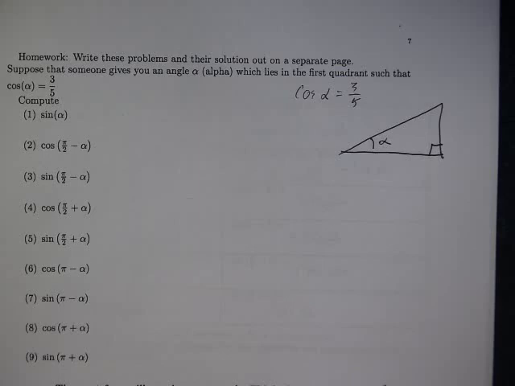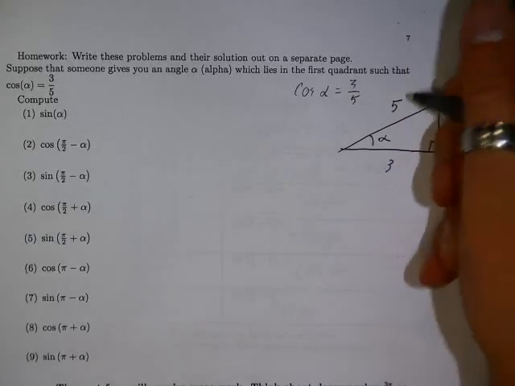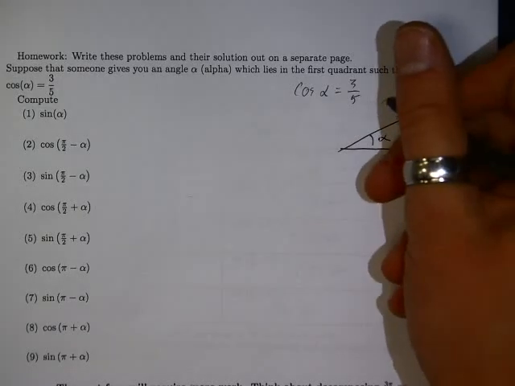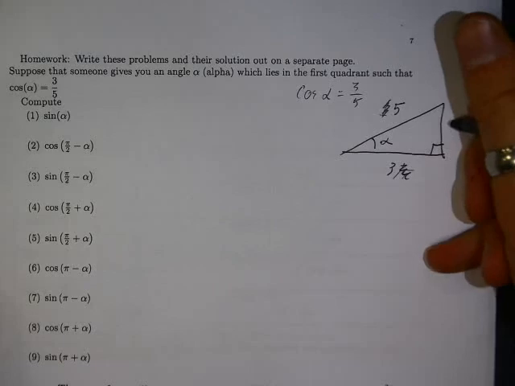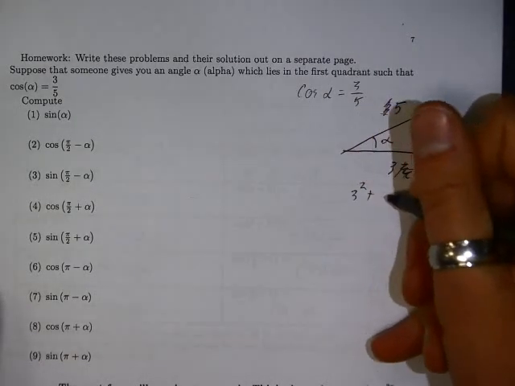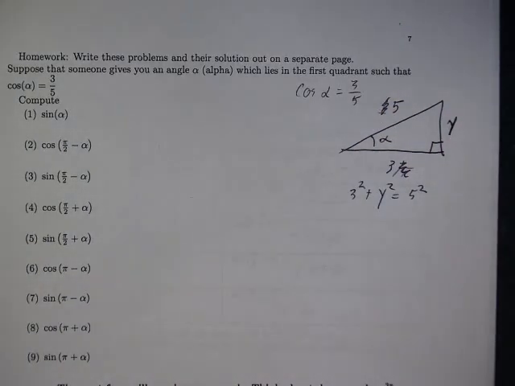So let's scale it so that it's actually 3 divided by 5. Alternately, it could be 3 over 5 and 1. But let's take the simplest picture possible. What do you think you could do to figure out the side length of the remaining side? Use the Pythagorean theorem. So if there is, I don't know, y, because it's vertical, 3 squared plus y squared is equal to 5 squared. Does that look like you could solve it for y?